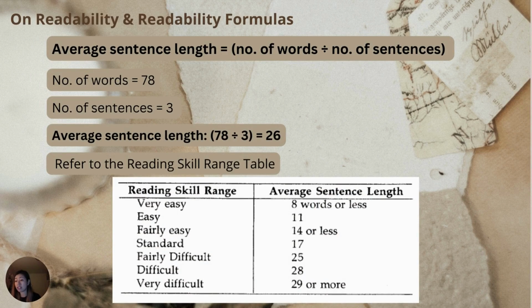So to get the average sentence length, you divide the number of words, that is 78, divided by the number of sentences, that's 3. That would equal 26. Now, to understand this number, you'd have to refer to the reading skill range table right here. All right. So this number means that the passage that we chose is fairly difficult to understand. Now, note that the average sentence length for most newspapers is 17 to 20 words. And also remember that the Gunning's Fog Index does not only measure sentence length, but the words used in the piece as well, which brings us to step 2.